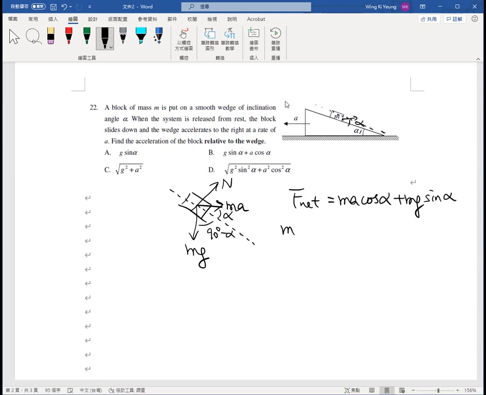That is m. Net force, you know, that's ma. But I use another a because otherwise you mix up these two a's. Then very simply, okay, then you can get the answer, that's B.